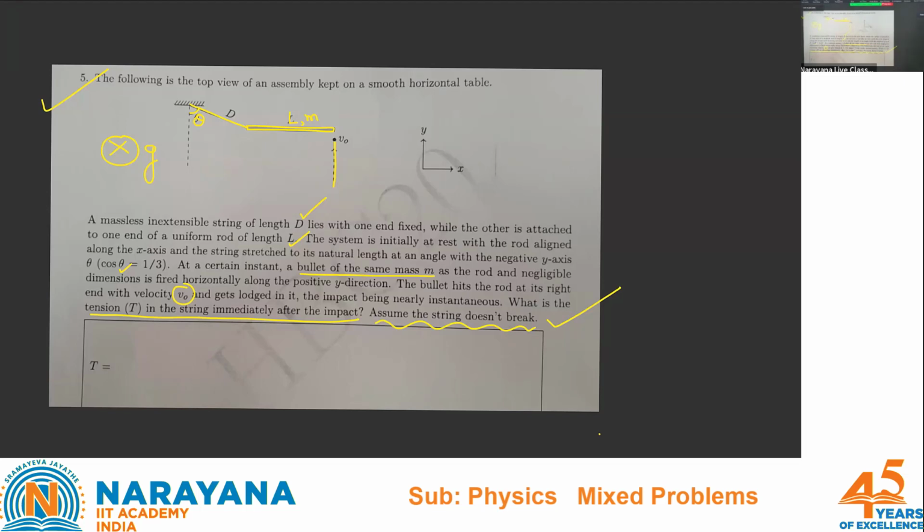Now, the problem comprises a lot of information which we have to carefully consider if we want to solve it correctly. Let's say, at the instant when the impact between the ball and the rod happens, just after that impact, the center of mass of the system is somewhere here at a distance of L by 4, and this distance is 3L by 4 from the end, right?